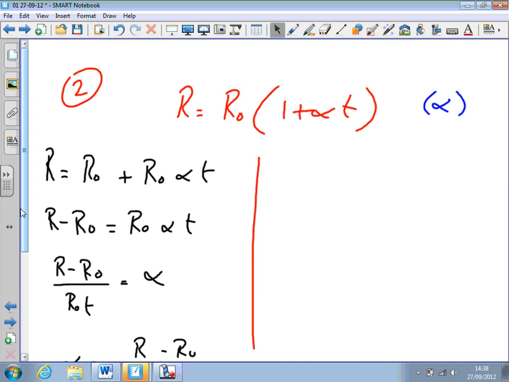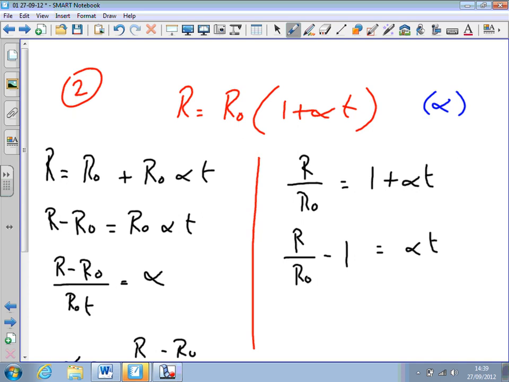There's another thing we could do. Instead of multiplying out the brackets, if the last thing that happened to the right-hand side was multiply it by r0, what can I do? Divide by r0. So another step could have been to have said r divided by r0 equals 1 plus alpha t. Now, remember after alpha, what would you do next? Subtract 1. So r over r0 minus 1 equals alpha t.